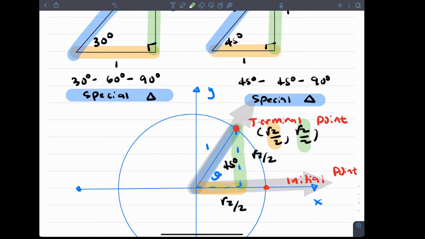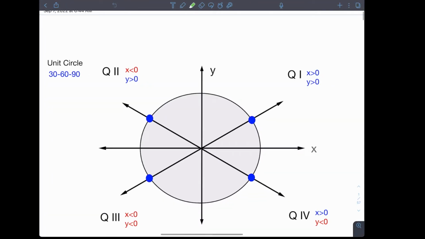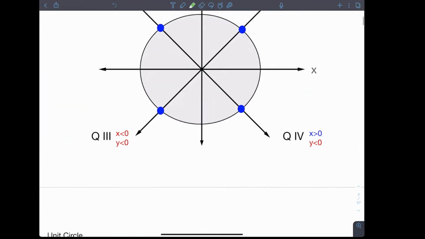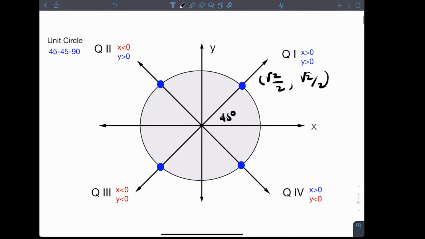This is the stuff we looked at when? Last time. Do you guys remember? Was it here? I'll just summarize it here. Okay. Square root of 2 over 2, square root of 2 over 2 for 45 degrees, that 45, 45 right triangle. This radius is 1, but this is that terminal point you guys want to be familiar with.